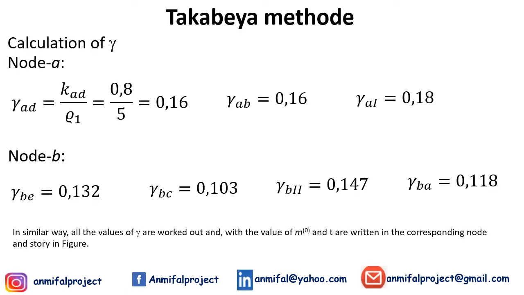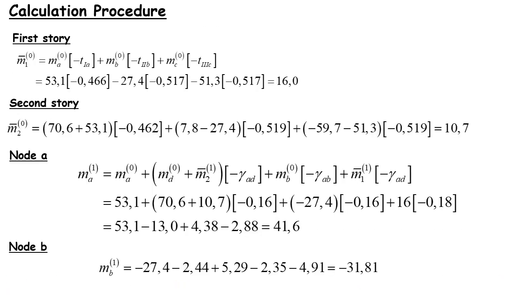The gamma parameters can be found by dividing the stiffness of the member with rho variance at the nodes required. So here we can find every gamma at every section of the member found in the frame structure. The final step of the calculation procedure in the Takabeya method is how to calculate the moment rotation bar for the first or the second story.